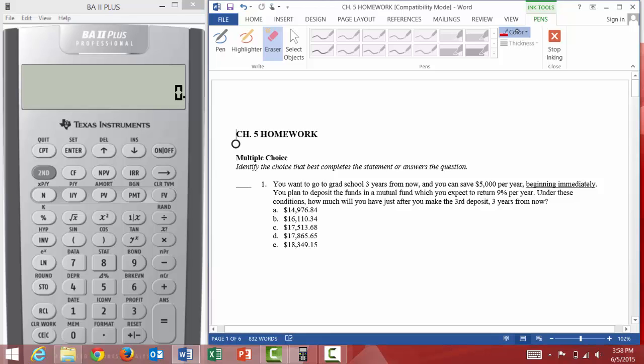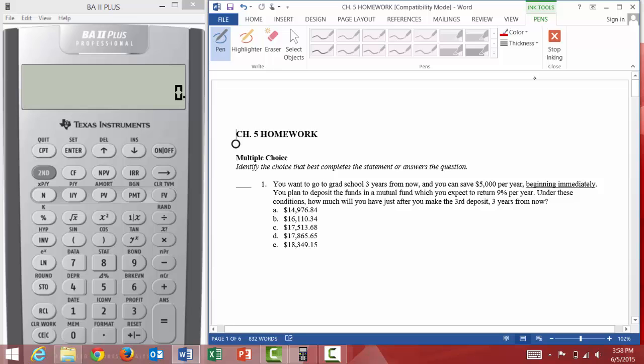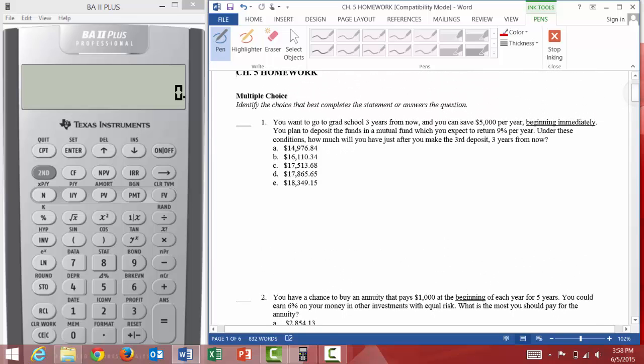Okay, so let's look at some example problems for Chapter 5. If we look at the first one here, let me scoot it down a little bit. You want to go to grad school 3 years from now, and you can save $5,000 per year beginning immediately. So that means I need to change my calculator to begin mode.